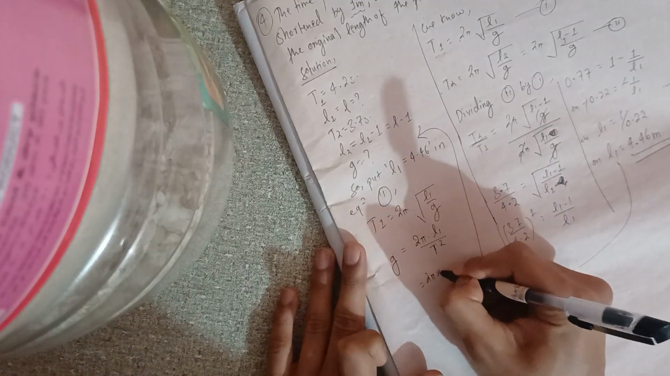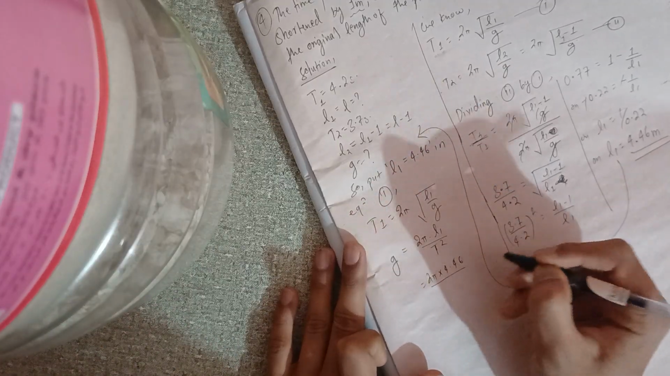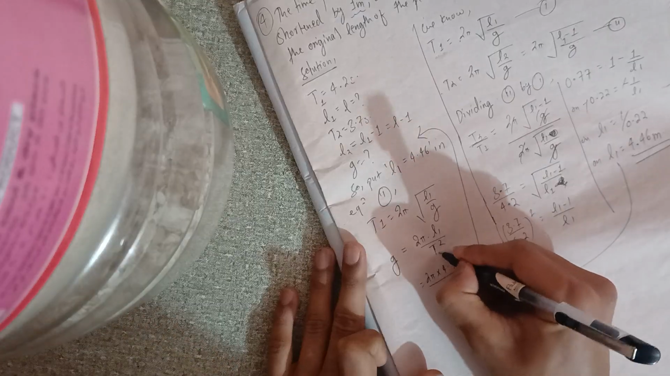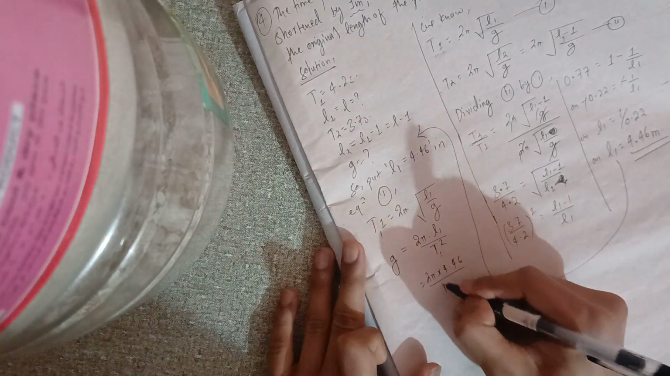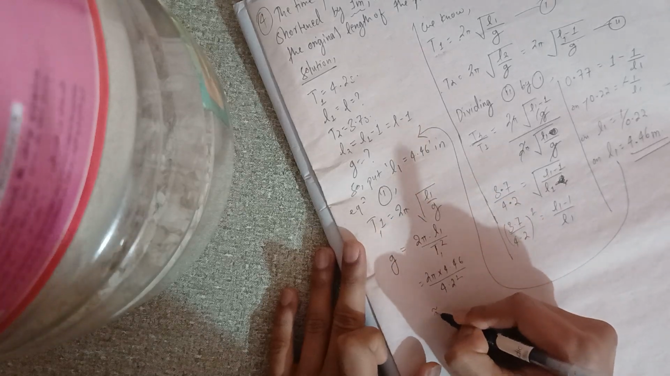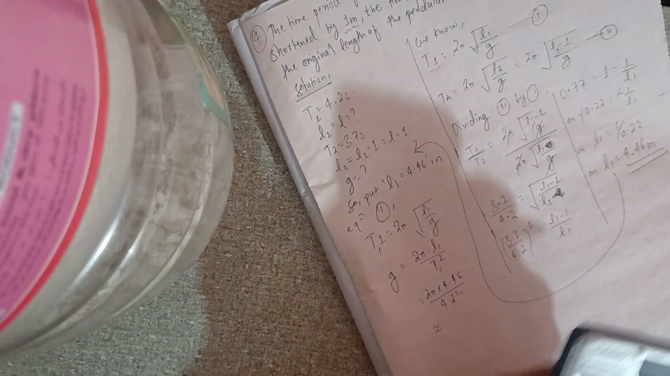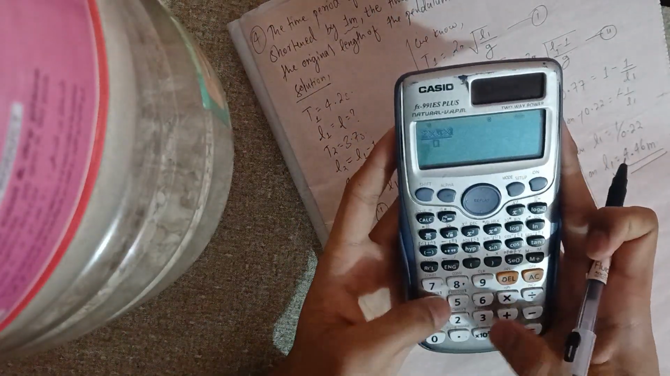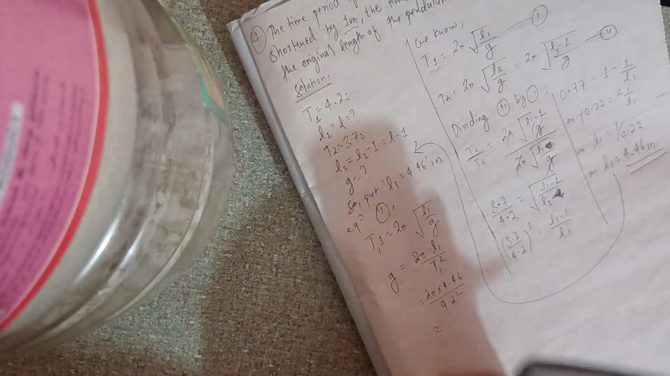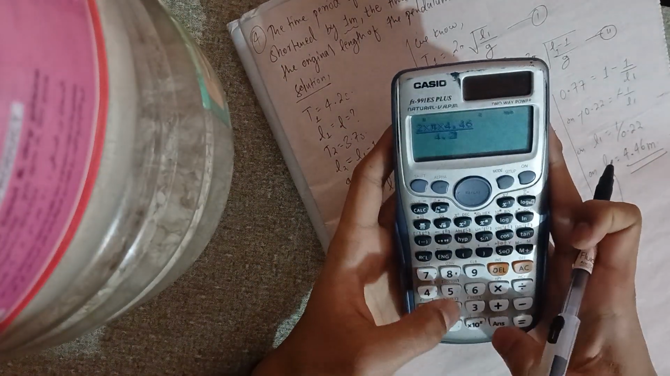And you put 2 pi into 4.46 upon T, which is given as T. This T is T1, right? Yeah, T1. And 4.2 squared, then g should come somewhere around, let me put this value, 2 pi, 4.46 by 4.2 squared.